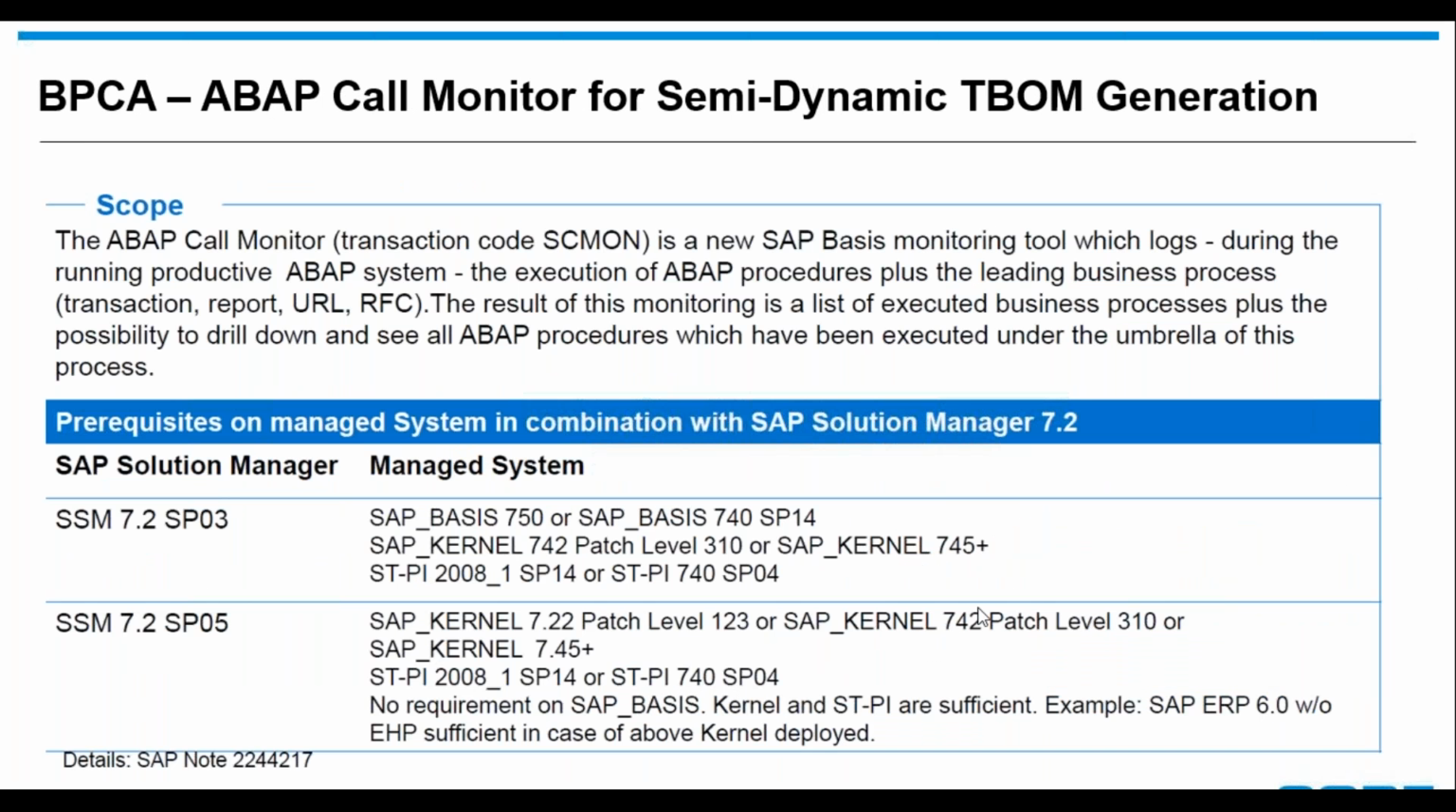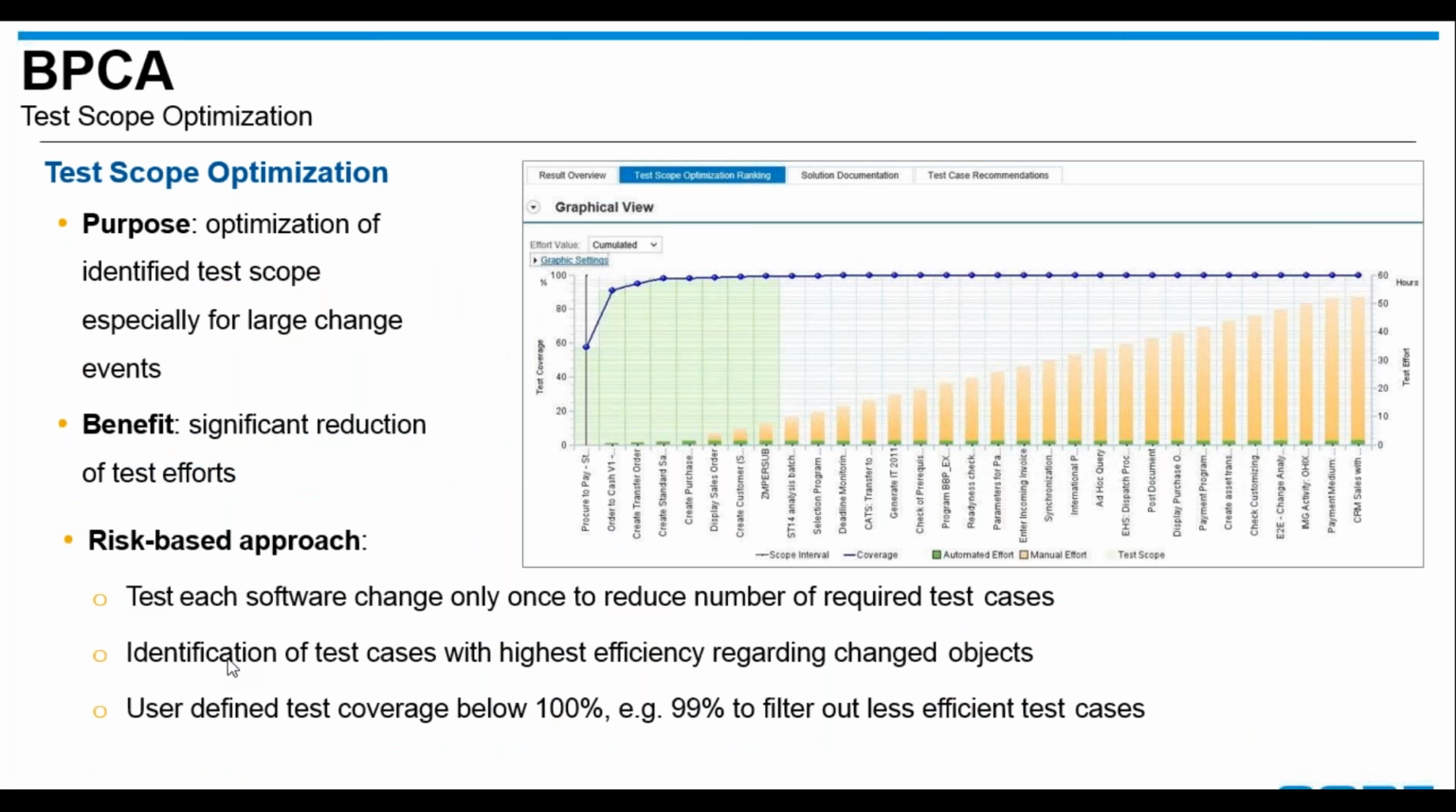So again, ABAP call monitor available SP03. There's certain managed system requirements, and then those change with SP05. Test scope optimization, again, that's to reduce testing the same process again in multiple end-to-end scripts.